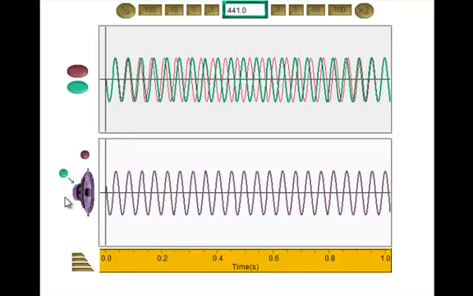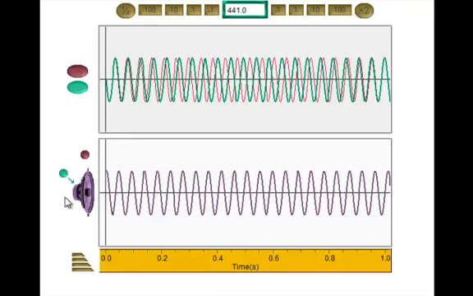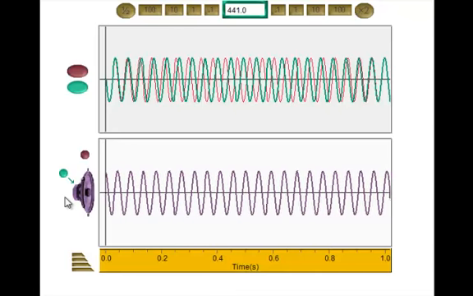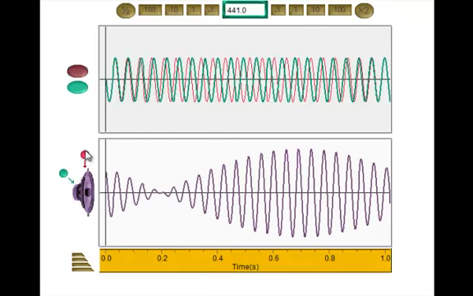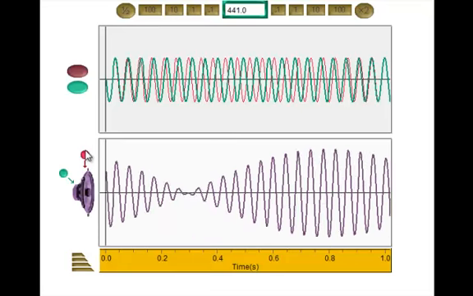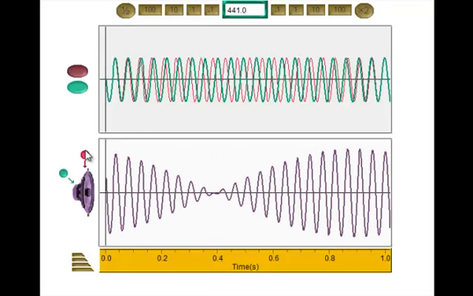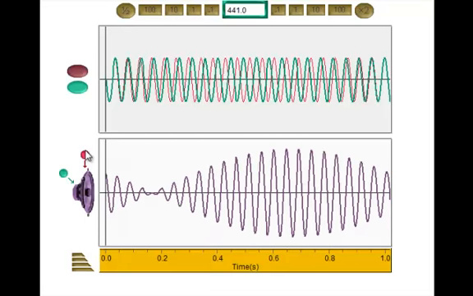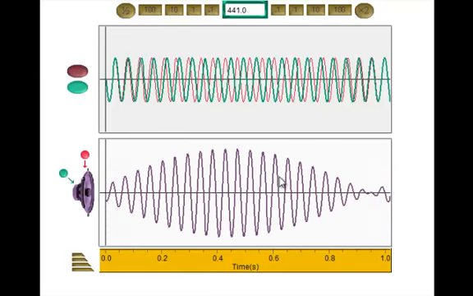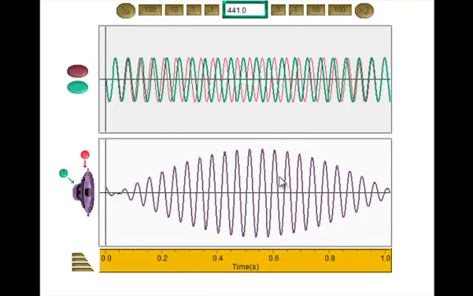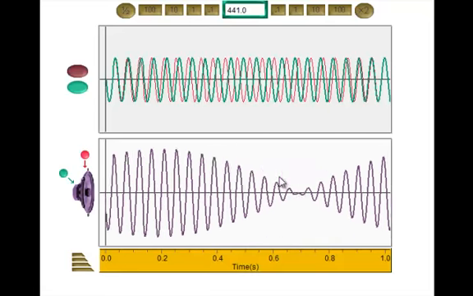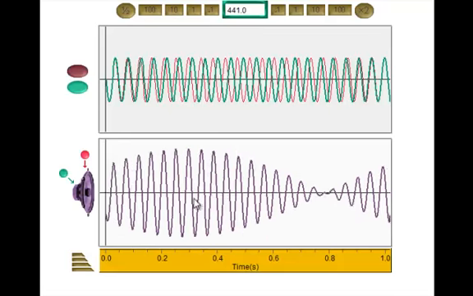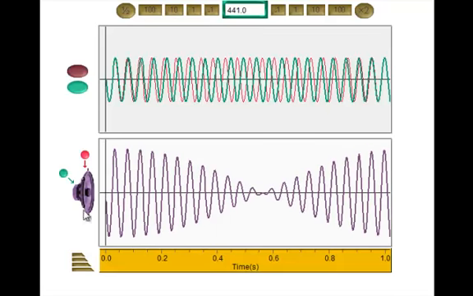Now let's combine the two together, the 440 hertz frequency and the 441 hertz frequency. So you can hear that sound that gets louder and softer. That's called a beat. And notice one of these large envelopes goes by every second. So we have a beat frequency of 1 because there's one envelope that goes by every second.